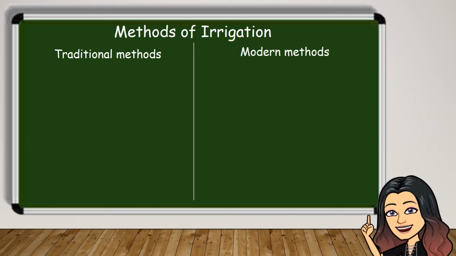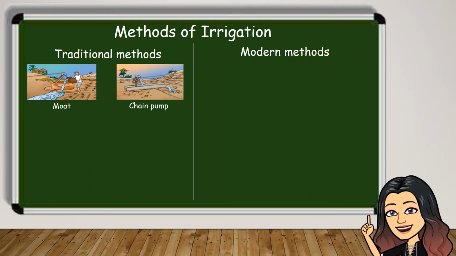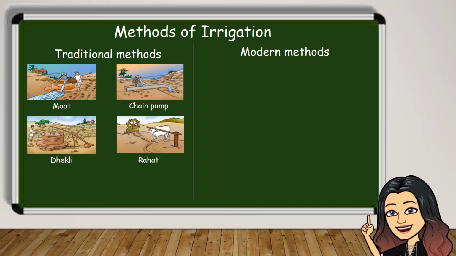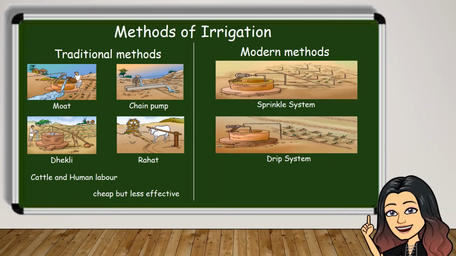Traditional methods involve moat, chain pump, dhenkli, rahat. It also involves cattle and human labor. It is cheap but less effective. Modern methods involve sprinkler and drip systems. They save water wastage and provide water to the crops in equal and specified amounts.